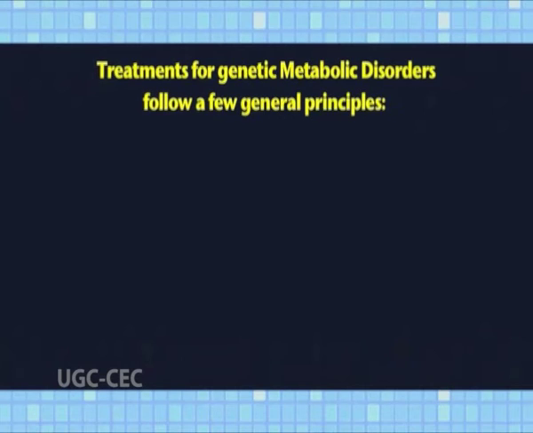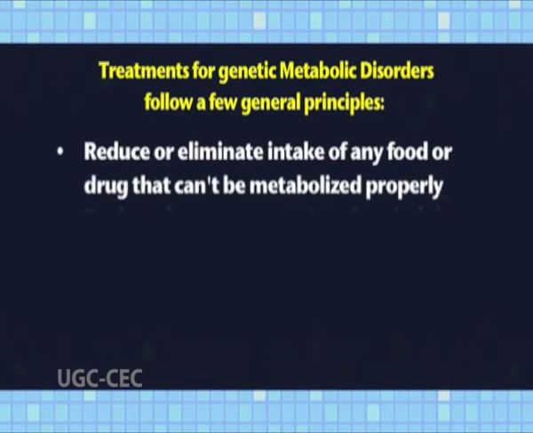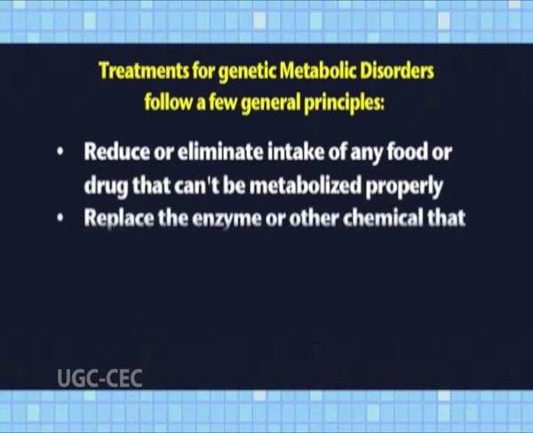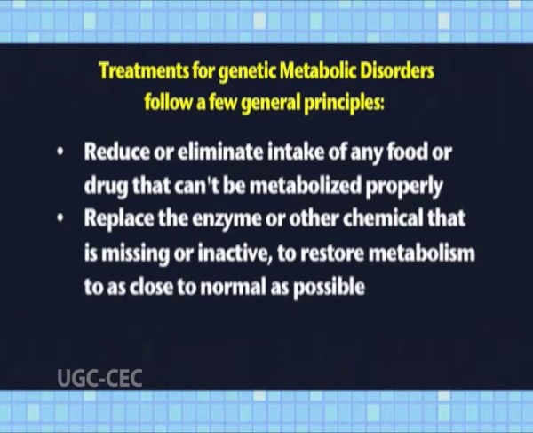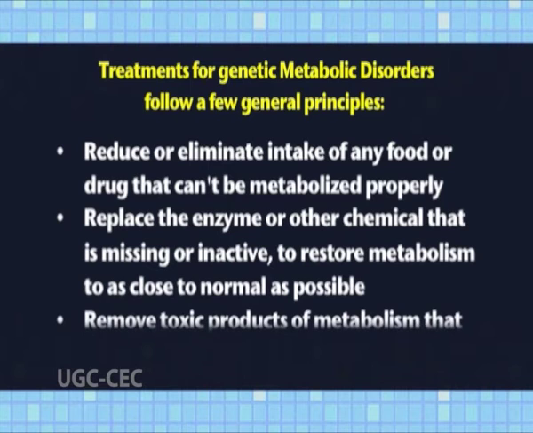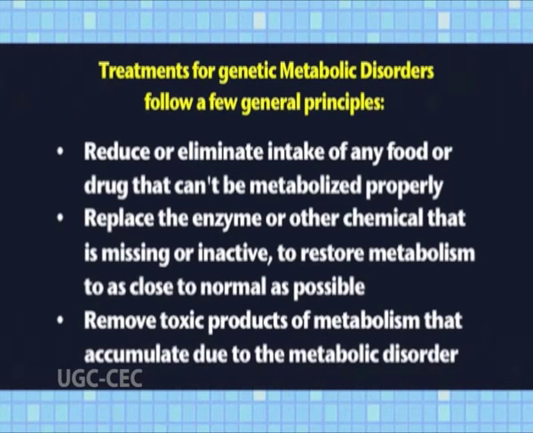Now, treatments for genetic metabolic disorders follow a few general principles. Number 1, reduce or eliminate intake of any food or drug that can't be metabolized properly. Number 2, replace the enzyme or other chemical that is missing or inactive to restore metabolism to as close to normal as possible. Number 3, remove toxic products of metabolism that accumulate due to the metabolic disorder.